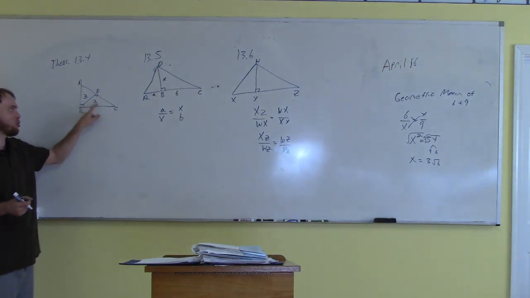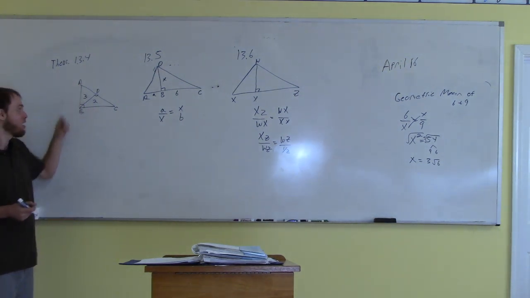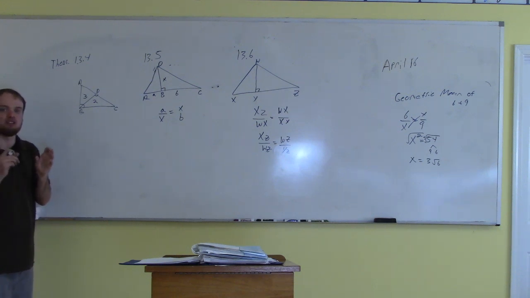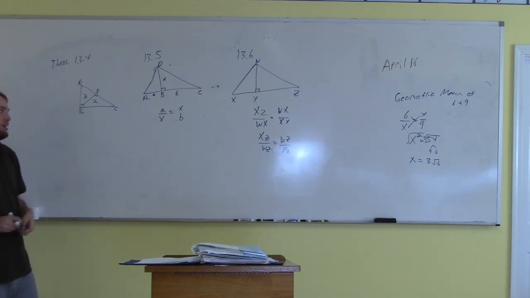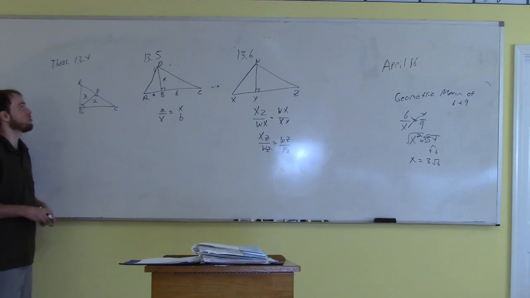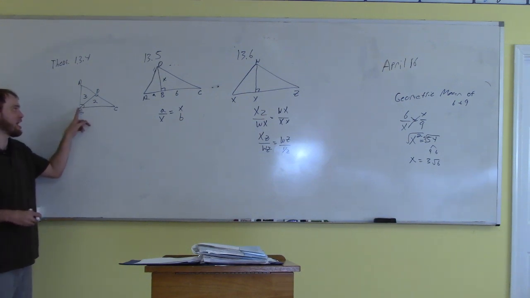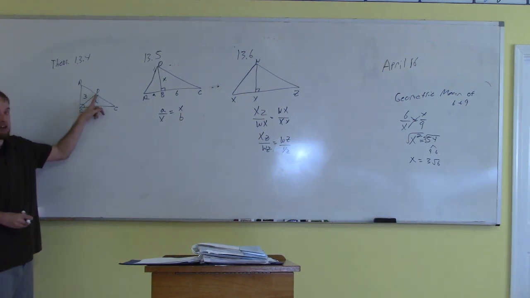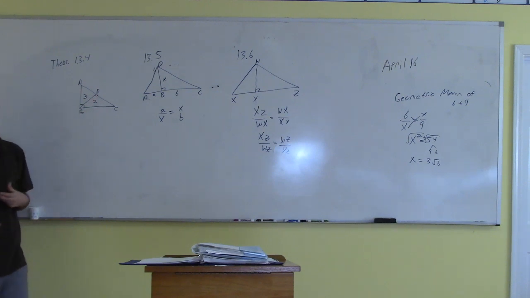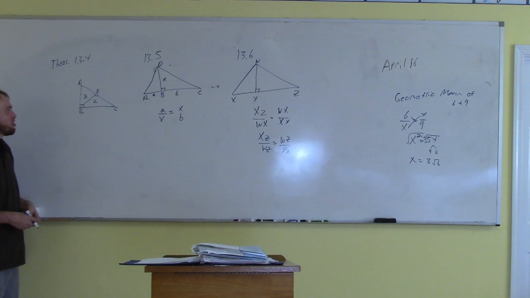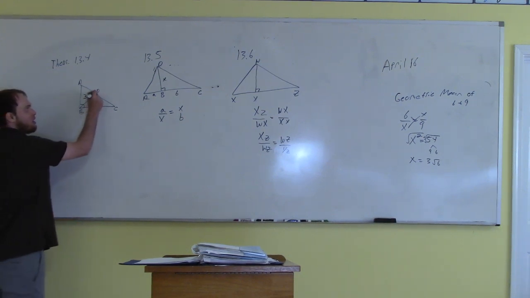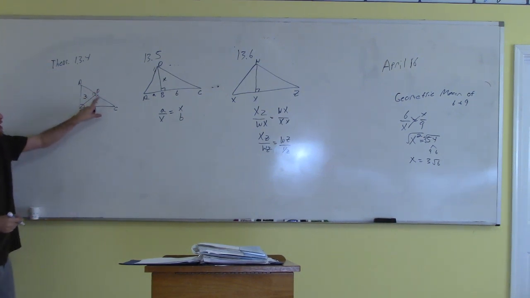So not only are 2 and 3 similar when we cut it like this, but 2 and 3 are also similar to the big triangle that we started with to begin with. And so that's theorem 13.4. You go from the right angle to the hypotenuse, and it creates the similarities. And so what that means is, if we're actually looking at it, that means the hypotenuse is going to be proportionate to the hypotenuse of these other two.